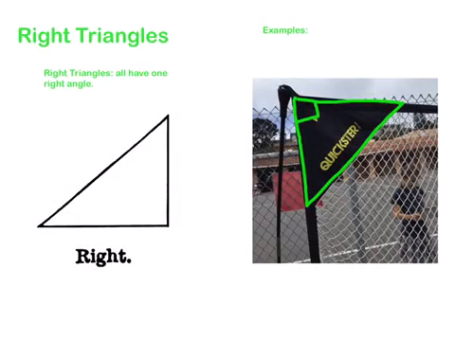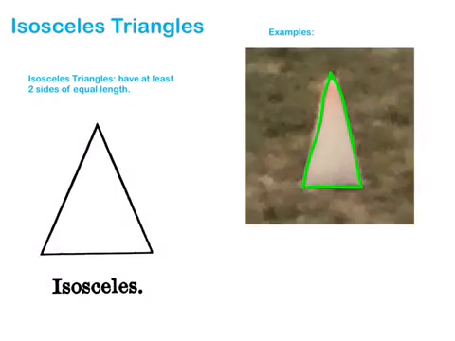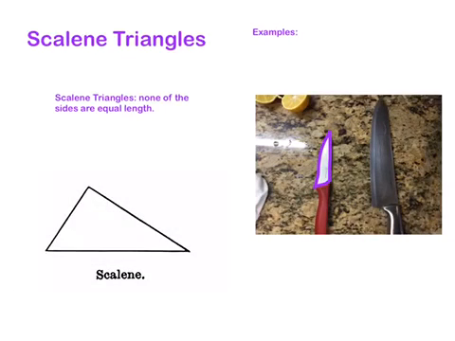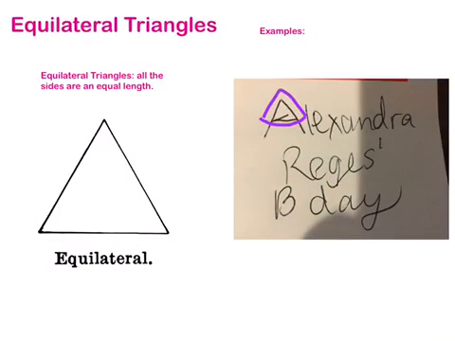Right triangles. Right triangles all have one right angle. Isosceles triangles. Isosceles triangles have at least two sides of equal length. Scalene triangles. A scalene triangle has none of the sides equal in length. Equilateral triangles. Equilateral triangles have all of the sides equal in length.